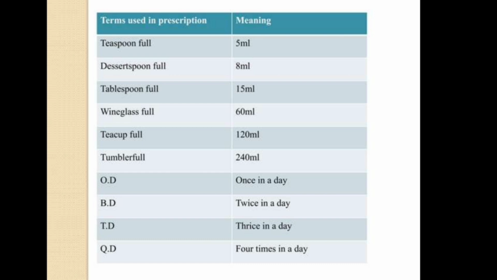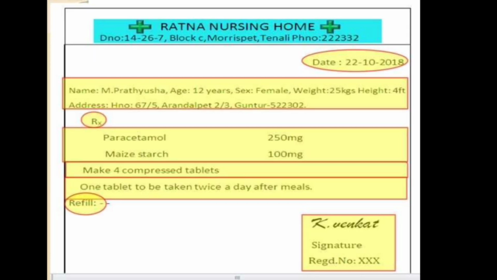And here are the terms used in prescriptions and their meanings. Teaspoonful may be taken as 5 mL, OD is once a day, BD is twice a day, TD is thrice a day, and QD is four times a day.